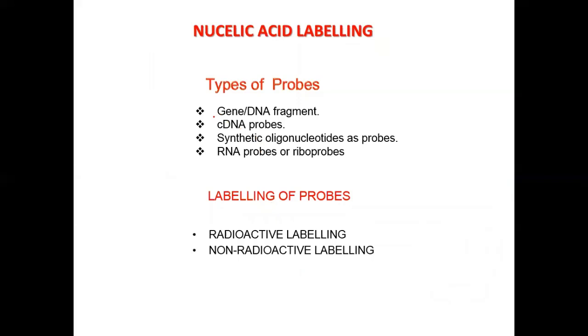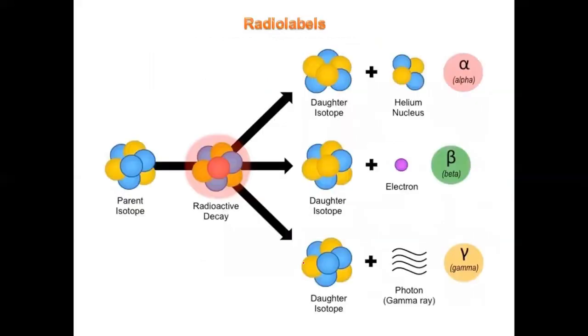Probes can be a gene or DNA fragment, cDNA probes. They can be synthetic oligonucleotides. They can be RNA probes or riboprobes. The probes can be labeled using radioactive substances or also non-radioactive molecules. We will first see about radiolabeling.